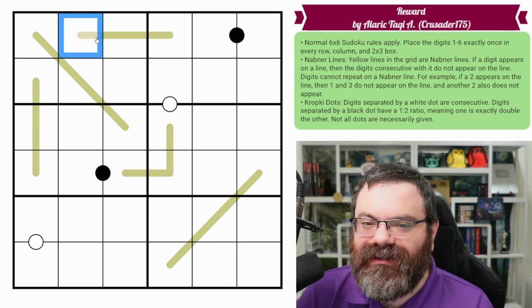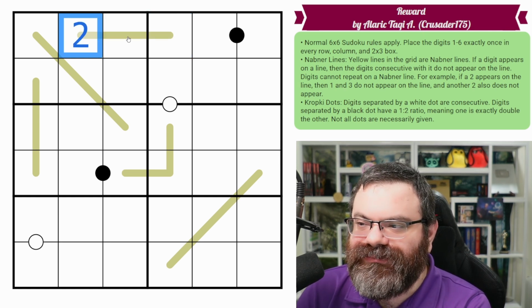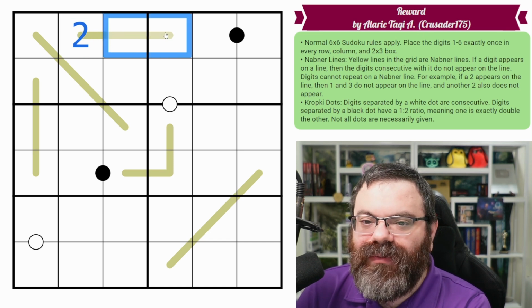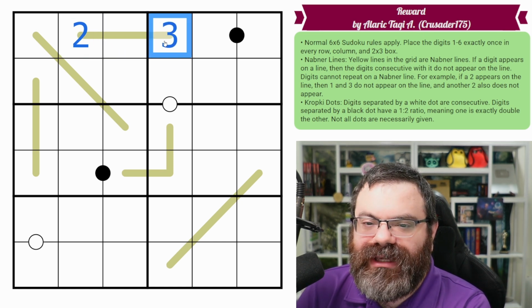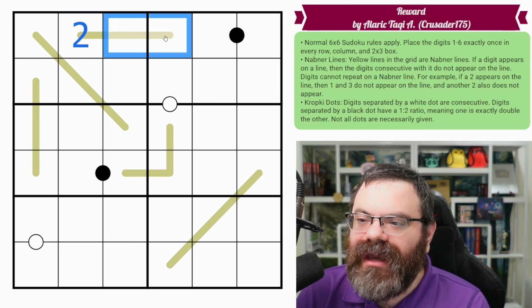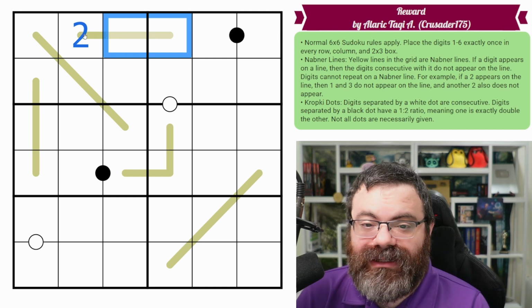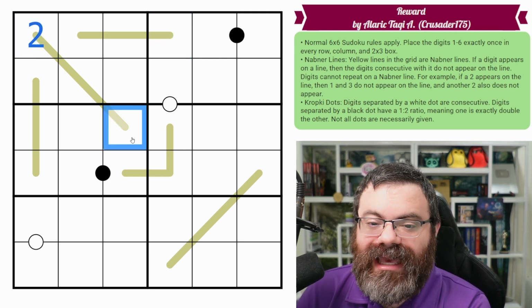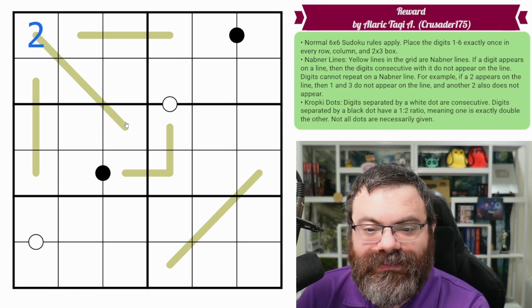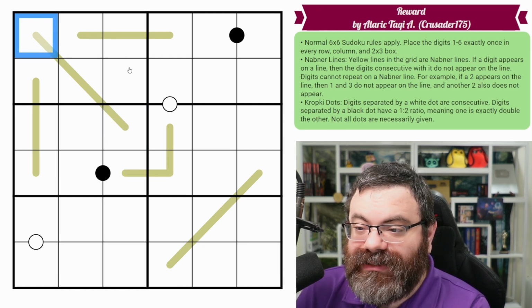If a digit appears on a line, such as a 2, then the digits consecutive with it do not appear anywhere on the line. So I can't put a 1 or a 3 anywhere on this line if there's a 2 on it. So once we put a 2 on it, that excludes both 1 and 3. You also can't repeat digits on the Nabner line. So let's say I have a 2 here. I can't put a 1, 2, or 3 anywhere on the line other than where that 2 already is. So hopefully that makes sense.